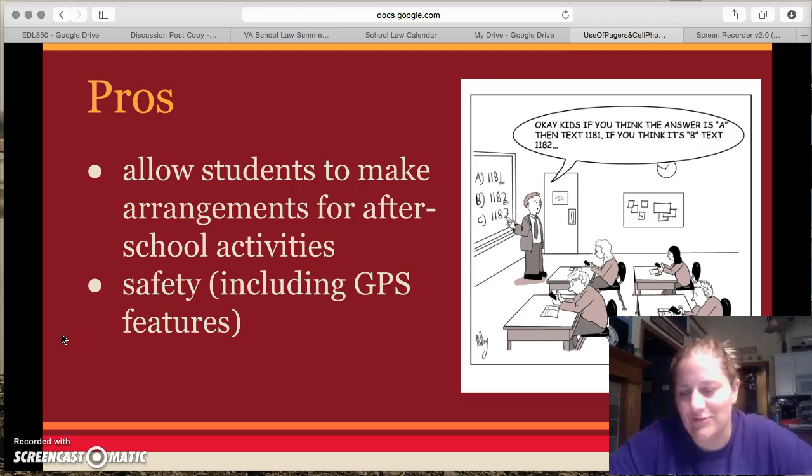And then I included this little comic just to show how cell phones could be used to answer questions in class.